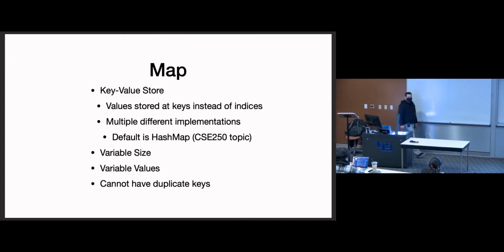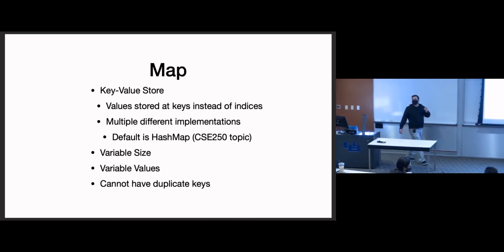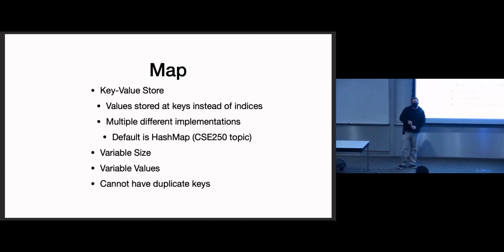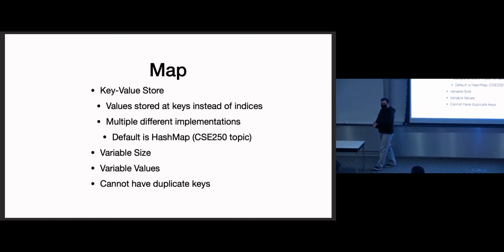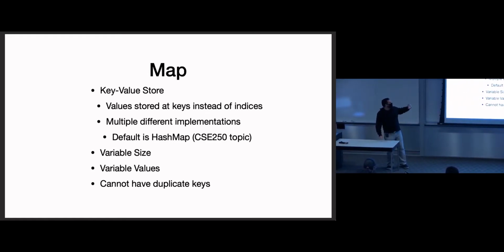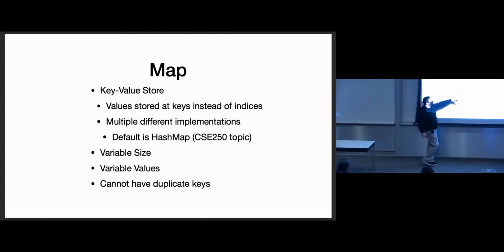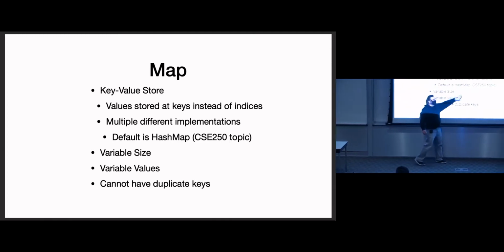All right, maps. Maps are our key value stores. These are your objects in JavaScript. These are your dictionaries in Python, your maps in Java, if you're coming from Java. A map is defaulted to a hash map. That's a 250 topic, but technically we're using hash maps.